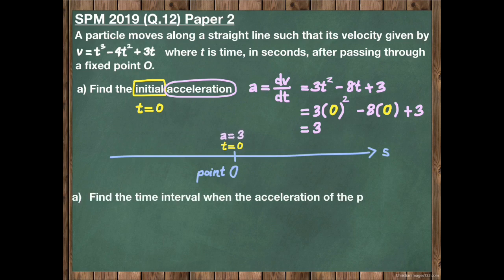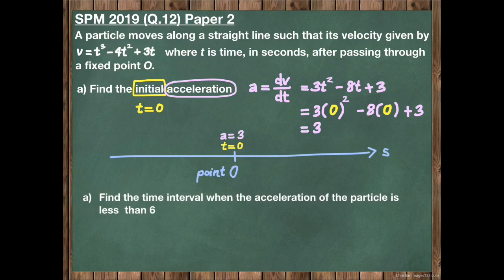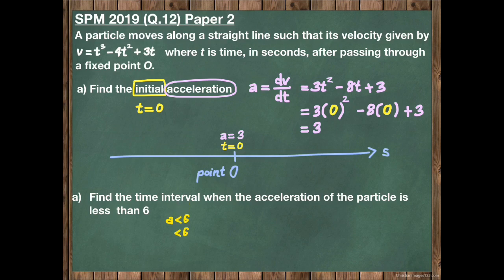Okay, next, question (b) asks you to find the time interval when the acceleration of the particle is less than 6. So that means a is less than 6. What is a? a is 3t² − 8t + 3, less than 6. We will use quadratic inequalities to solve this problem. In this case, we arrange it to the general form and then we factorize the general form, 3t² − 8t − 3 less than 0. So we fill the brackets with plus 1 and minus 3.